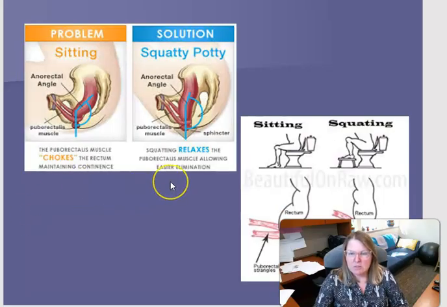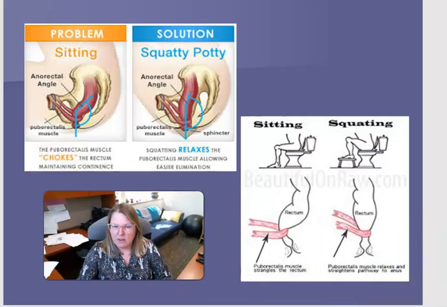This is sort of a picture. Some of you might have heard of a squatty potty. Optimal positioning is important, and you can kind of see the rectal vault here. Sometimes when people sit down on the toilet, they might have a kink right here in that rectal vault, and so bringing the legs up into a squatting position, you don't need to buy a fancy squatty potty.